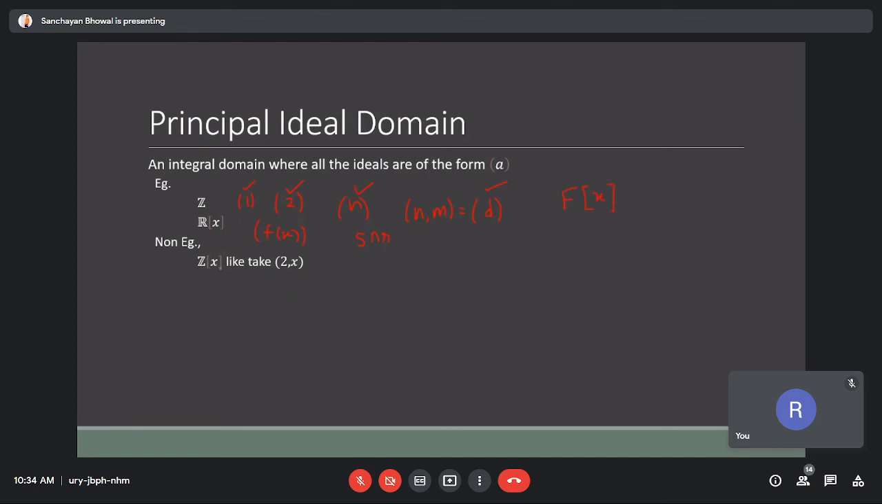Now, here comes a non-example, that is Z[x]. Here, not all the ideals are of the form like this. For example, take the ideal (2, x). This cannot be represented as (f(x)), where f(x) is a polynomial with integer coefficients.